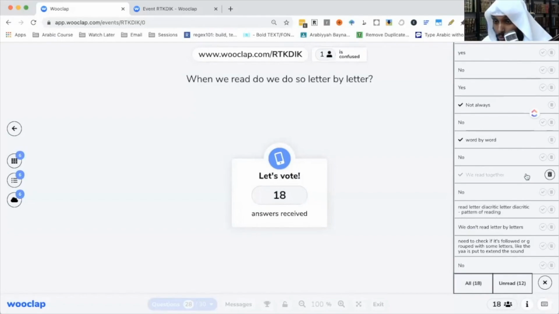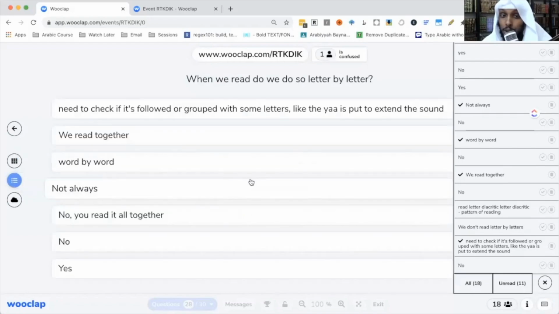Now, one person did mention a very good point, which is we need to check if it's grouped with some letters, like the ya to extend the sound. So in other words, we do need to look a little bit forward, because if it has something that would extend the sound, then obviously we don't want to stop before that because we need to extend the sound. That same fatha, we're going to need to extend it. So we're going to need to include the letter that's going to allow us to do that, for those of you that know med. That's a good answer as well.